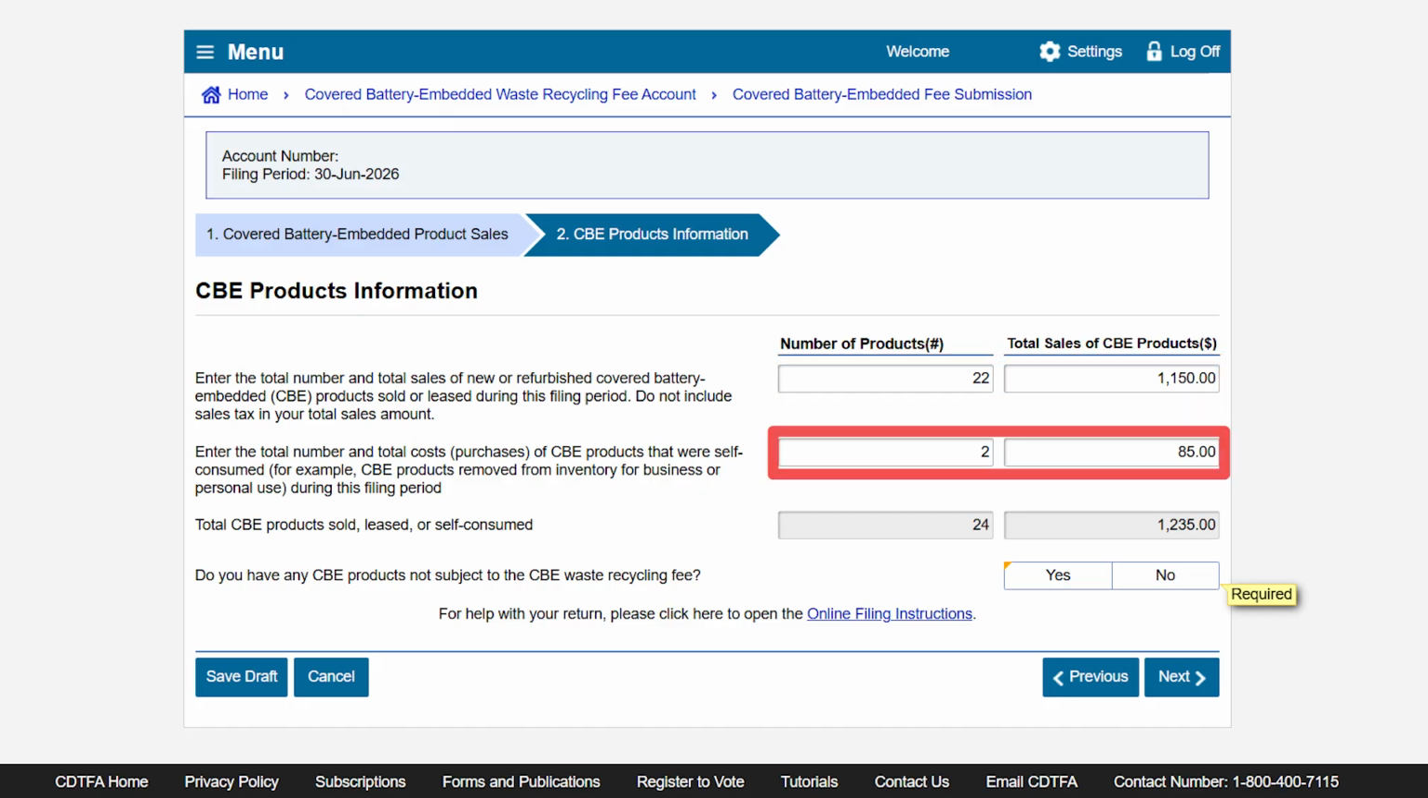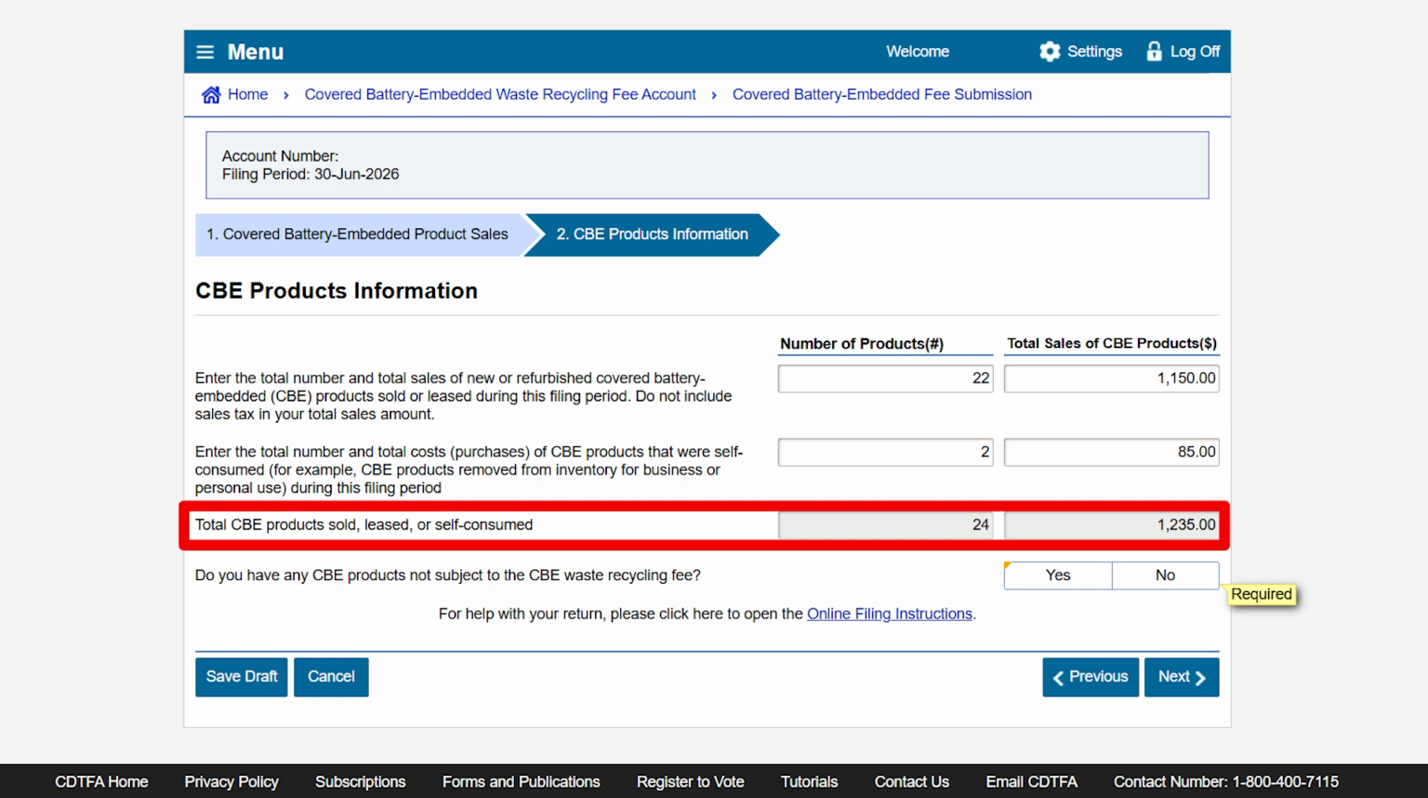Next, enter the total number and total cost purchases of CBE products that were self-consumed during this filing period. An example of a self-consumed item would be a CBE product removed from inventory for business or personal use. In our example, we removed 2 CBE products for business use for a total cost of $85. The total CBE products sold, leased, or self-consumed will be automatically calculated for you.